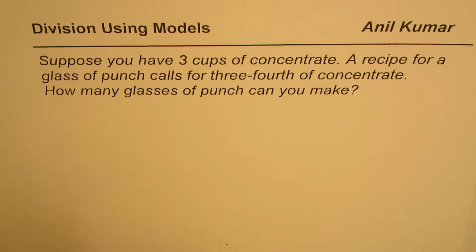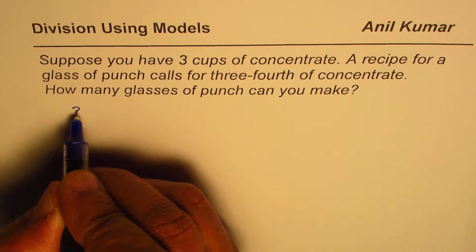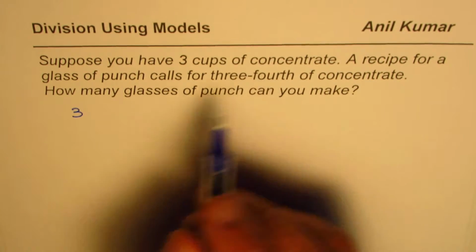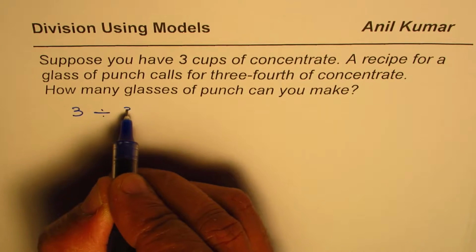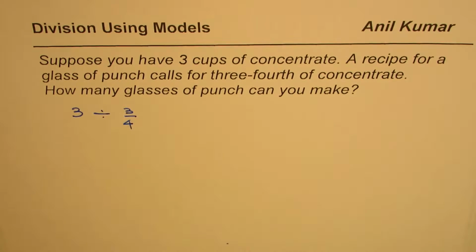We are trying to understand how to divide fractions, and we have taken a practical example. Suppose you have 3 cups of concentrate. A recipe for a glass of punch calls for 3/4 of concentrate. How many glasses of punch can you make? So we have 3 cups of concentrate, that is 3, and every recipe requires 3/4. So we'll divide by 3/4 to get the answer. So how many glasses can you make?